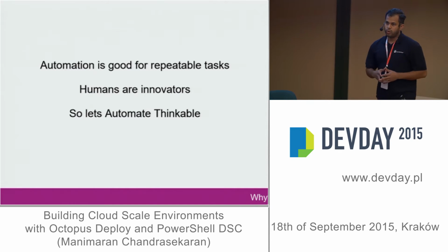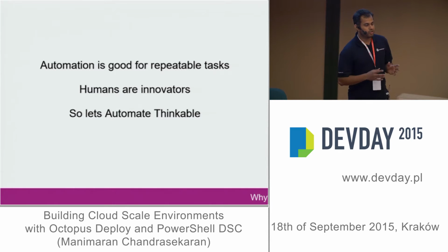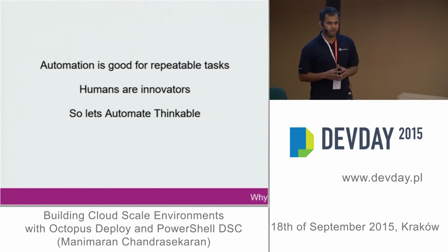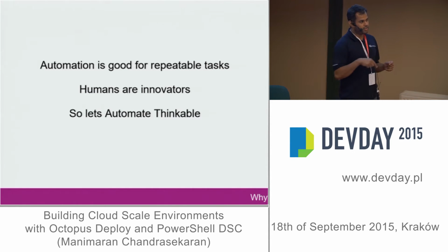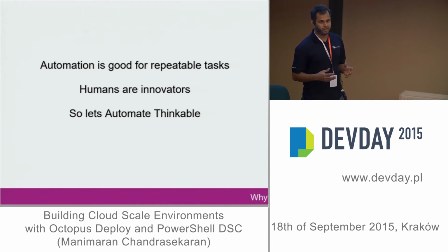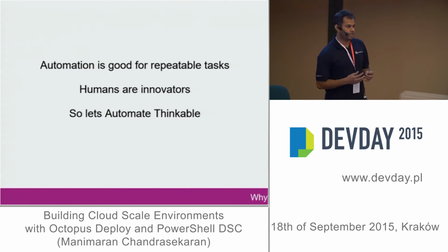So automation is good for repeatable tasks. Humans are innovators. As humans, we want to automate things which are repeatable. So let's automate the things which are thinkable, not everything. There are probably some scenarios where you wouldn't want to automate. So let's automate what is sensible and thinkable.